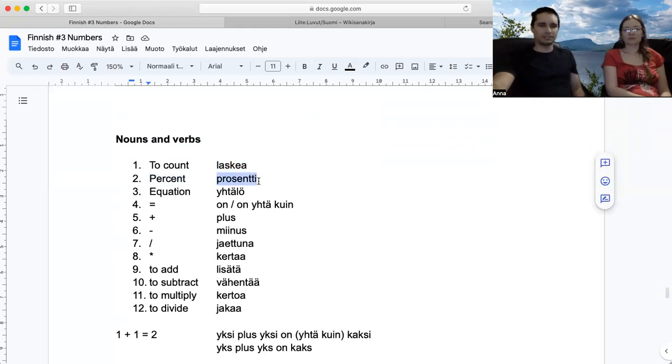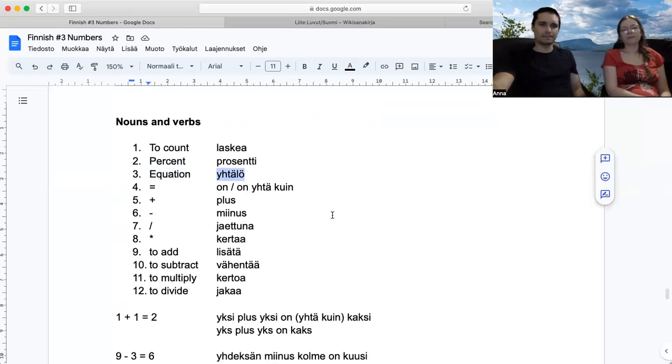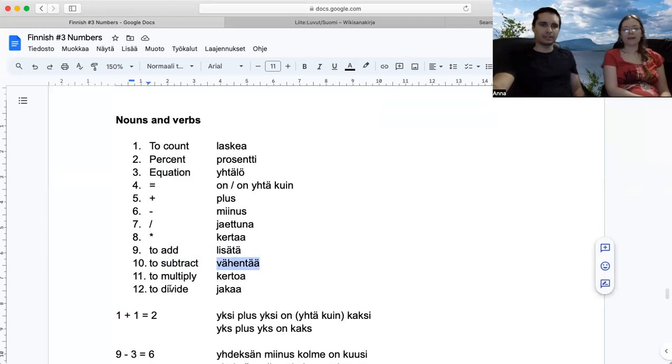Percent, prosentti. Equation, yhtälö. I will tell these soon with examples. To add is lisätä, to subtract, vähentää, to multiply, kertoa.